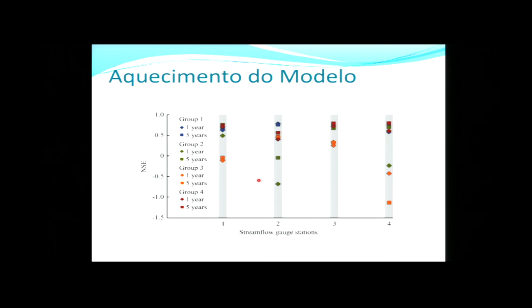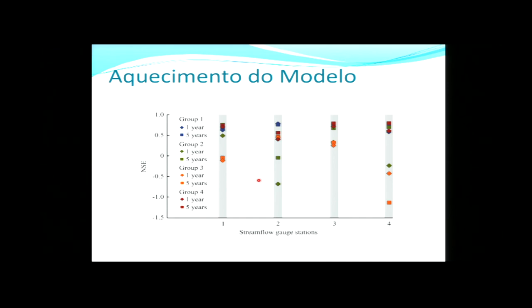Oh, so this is something that Srini mentioned, something that we tried. This is the warm-up period for the watershed. We tried different years of warm-up period for all the four scenarios, because as Srini said, if it's a semi-arid basin, you may have to have a longer warm-up period to correctly simulate it. And what we found is that with 5 years of warm-up period, we got better results for flow. That's what we were checking only.